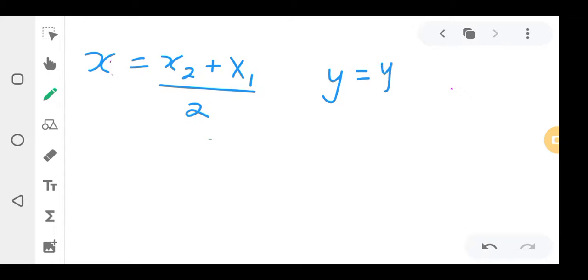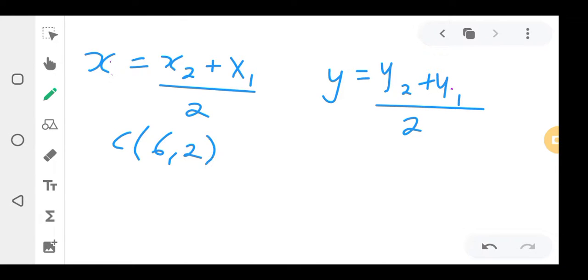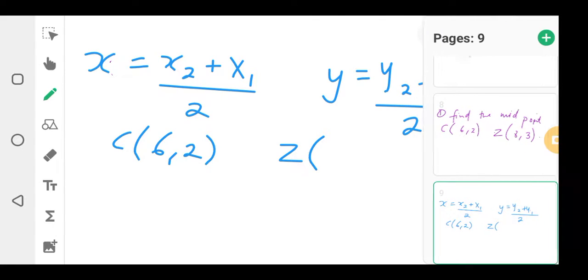So I said to find the x coordinate, it will be x2 plus x1 over 2. And to find the y coordinate, it will be y2 plus y1 over 2. These 2's and 1's are very small, they are down. So you pick the points that you are dealing with. It is point C, and the coordinates for point C are (6, 2) according to the question. And then point Z is (8, 3).